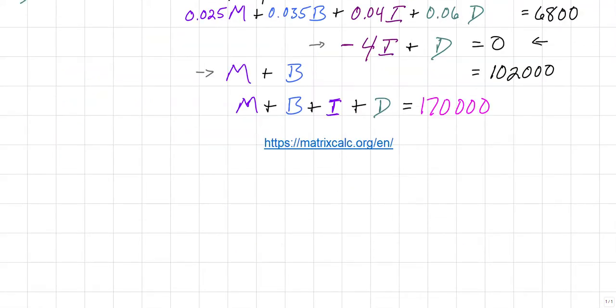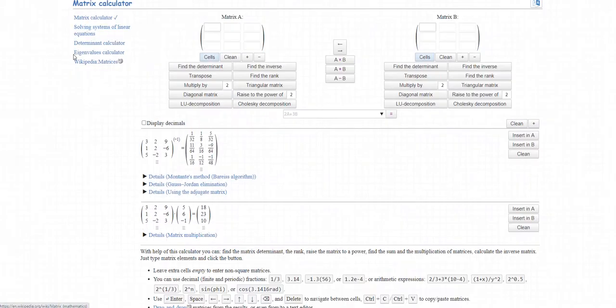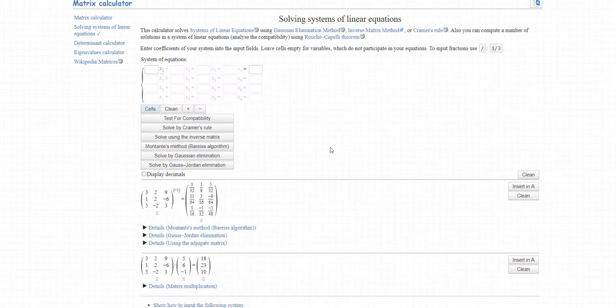And that's going to be matrixcalc.org/en/. What I'm going to do, using this calculator, and this is something that you may have already been using for some of the problems, is, instead of just plugging numbers into this matrix, solve a system of linear equations.